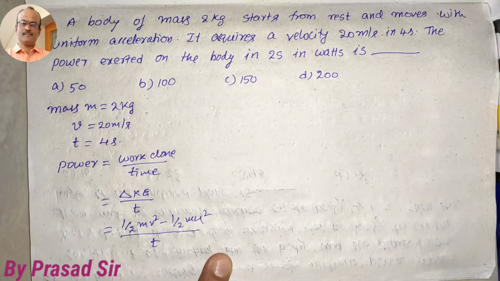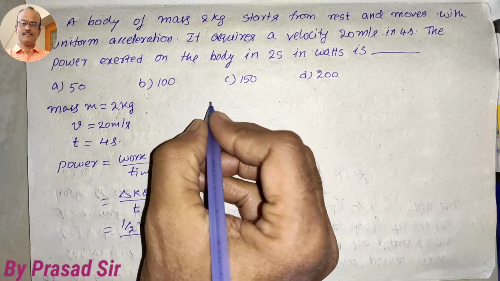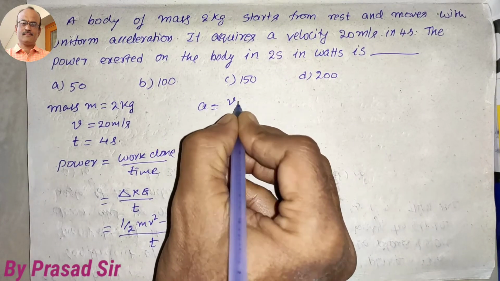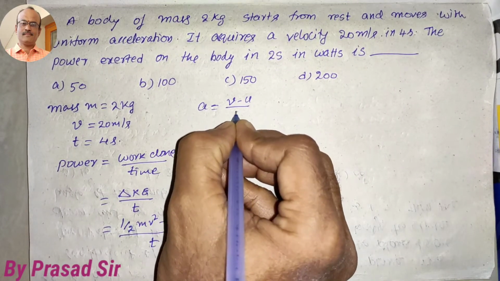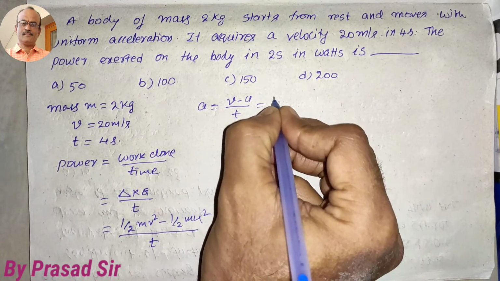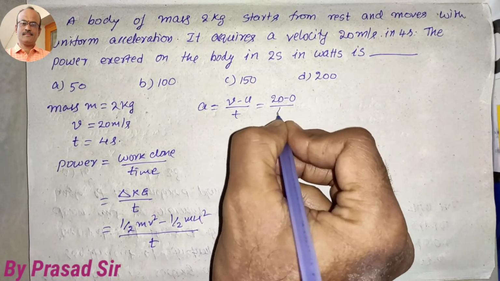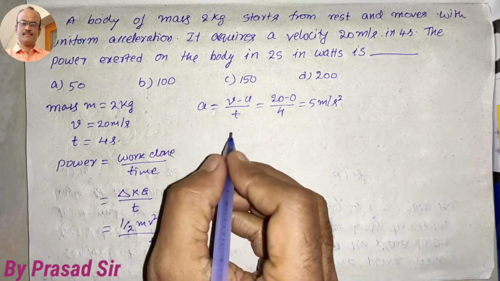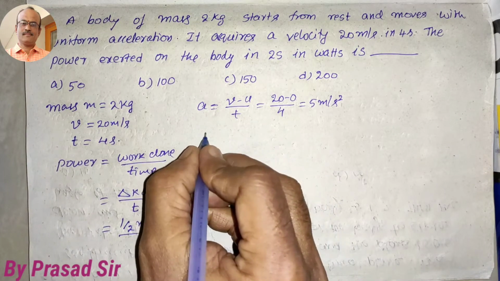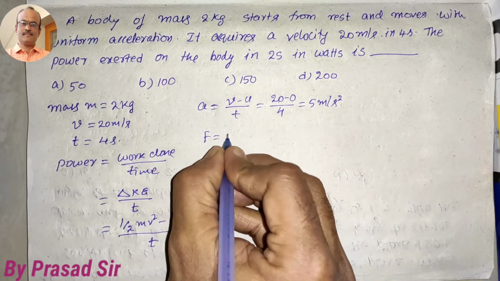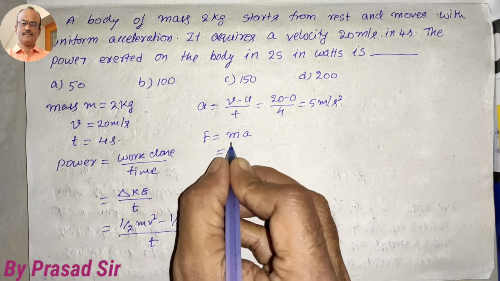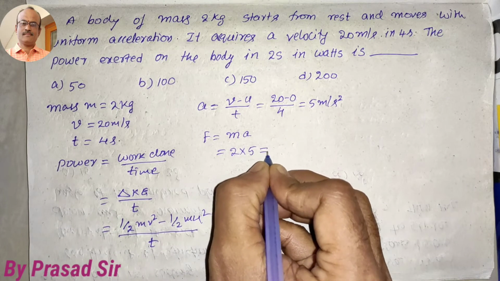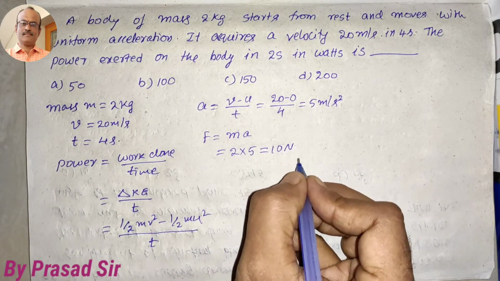So first of all, we will calculate the acceleration here. Acceleration a is equal to v minus u by t. So that is 20 minus 0 divided by 4. 20 by 4 is equal to 5 meters per second square. But here, one thing to remember: how much force is exerted here? Force is equal to mass into acceleration. Mass is 2, acceleration is 5. So 2 into 5 is equal to 10 newtons of force.